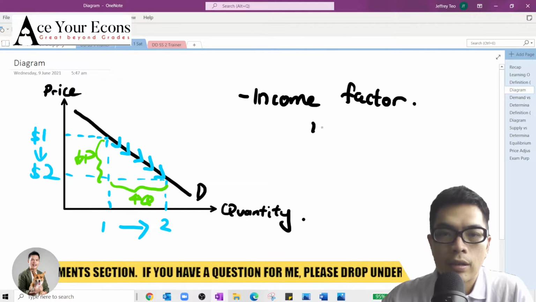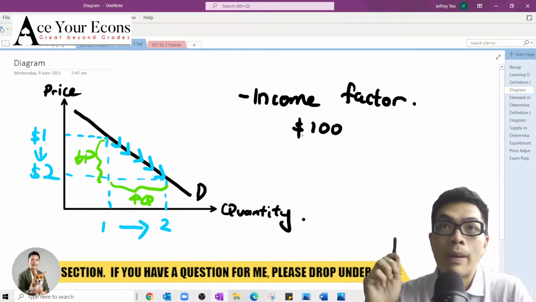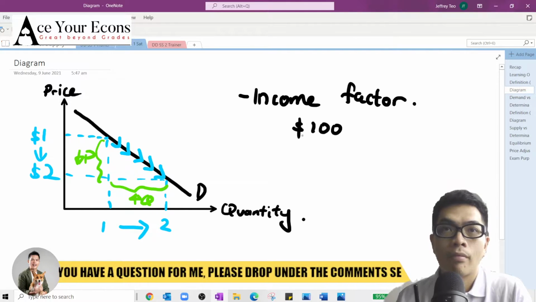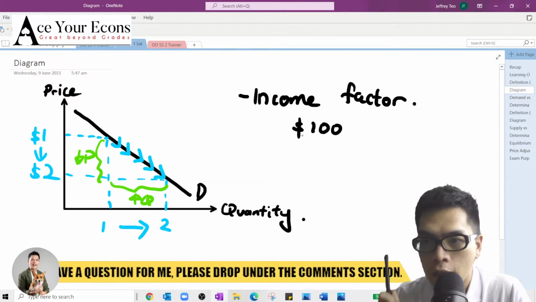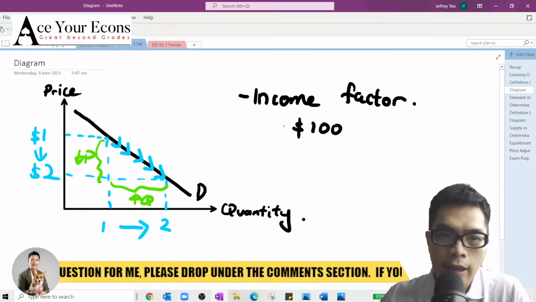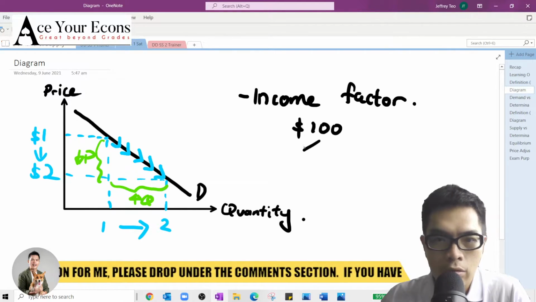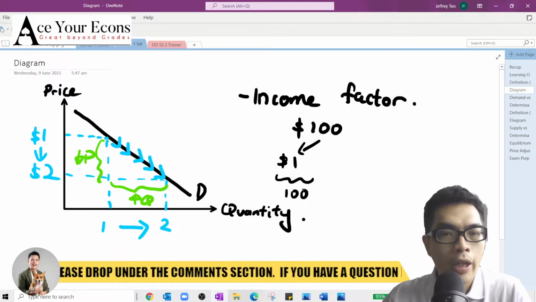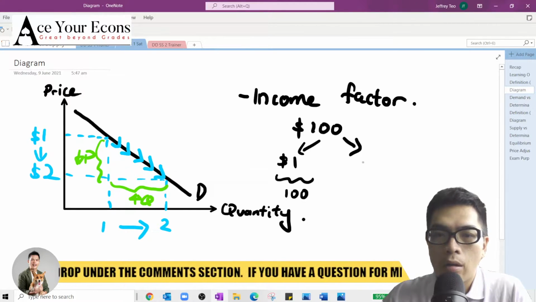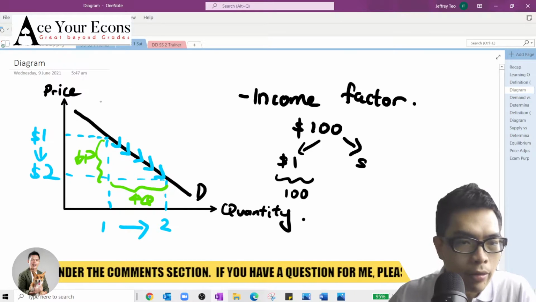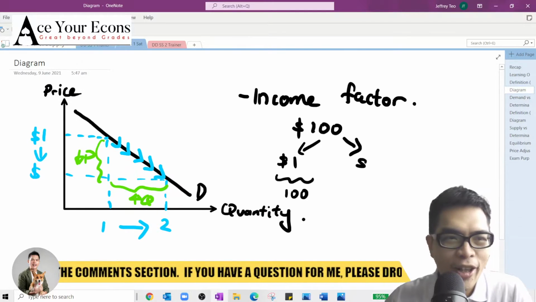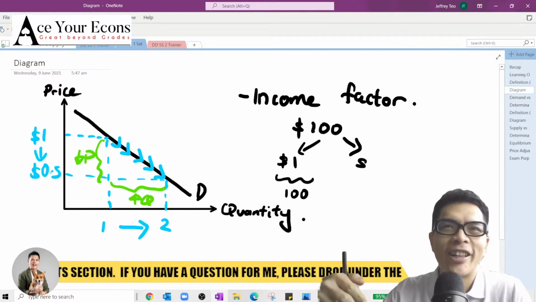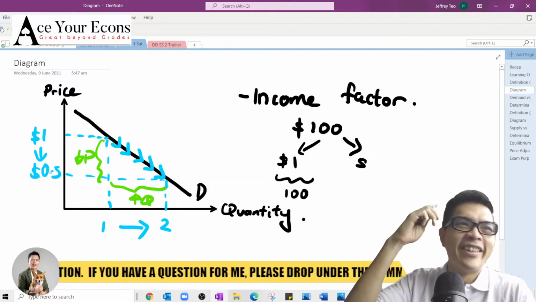For instance, you have $100. Remember, the income factor here does not illustrate that there is a change in income. It illustrates a change in price. Initially, if you are buying Milo Peng, or ice Milo, at $1, we can purchase 100 cups. But when the price goes down, it should be 50 cents. It cannot be $2. Make sense? When it goes down, it should be cheaper.